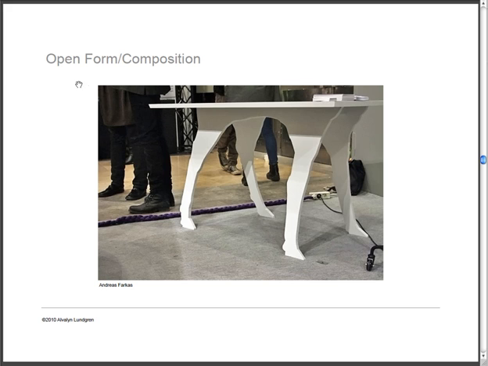Nothing is entirely contained within the frame of reference. So we know that things continue outside, and the image actually butts right up to the frame of reference, the edge of the picture plane. This is open composition or open form. It allows the viewer to actually participate in what's going on in the image.